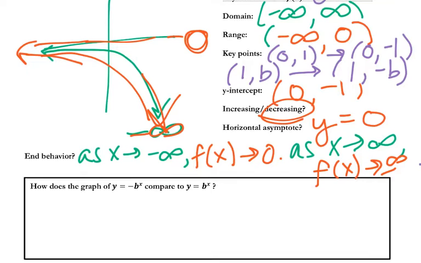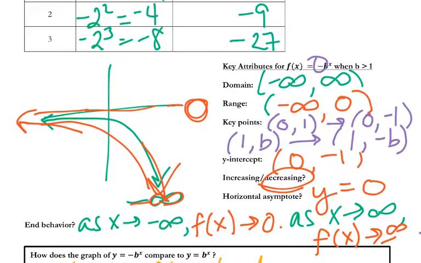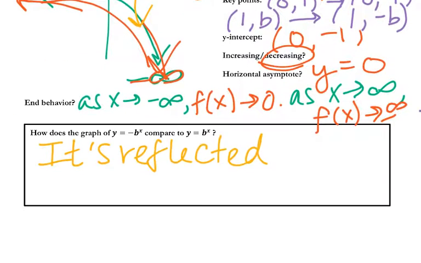Okay, so how does the graph of y equals -b to the x compare to y equals b to the x? It has been reflected. So it's reflected over what line? Well, let's take a look. Normally the graph looks like this. So it's been reflected over the x-axis.